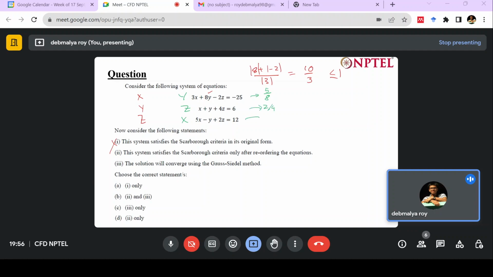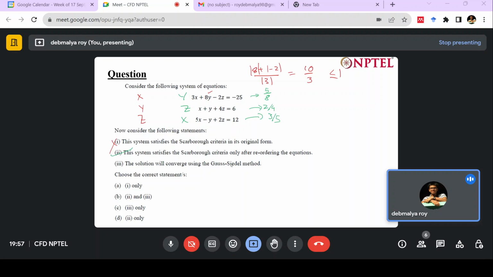What about the last equation? The last equation is 1 plus 2 divided by 5, which is 3 by 4. So very clearly, the Scarborough criteria is now satisfied. So this is correct. The solution will converge using the Gauss-Seidel method. So yes, that's what the Scarborough criteria says.